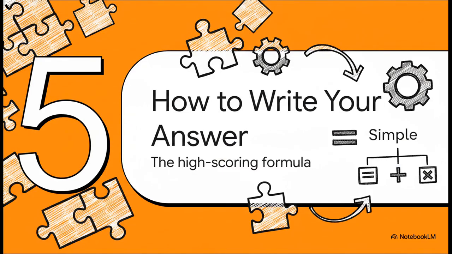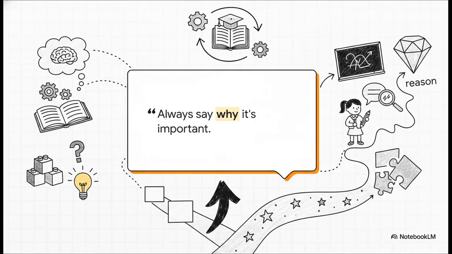Okay, we've covered all 5 pieces of the puzzle. We have all the knowledge. So now, how do we put it all together to write a killer answer on the test? Well, it's actually a really, really simple formula. But before I give you the formula, if you remember one thing from this whole explainer, let it be this. Do not just name a strategy. You have to explain why. Why does it work? Why is it the right choice for this student? That why is what gets you the top scores.